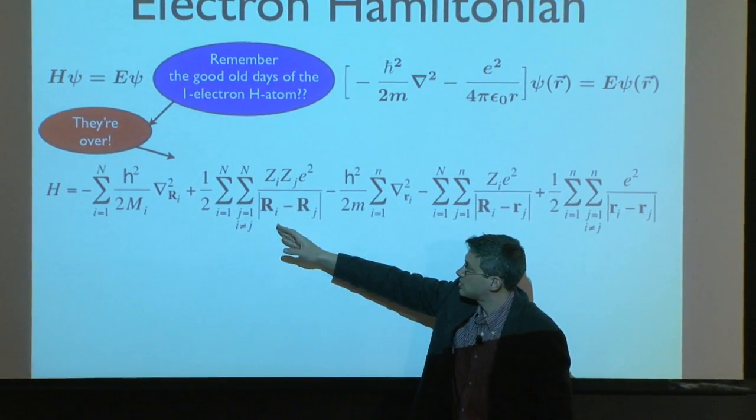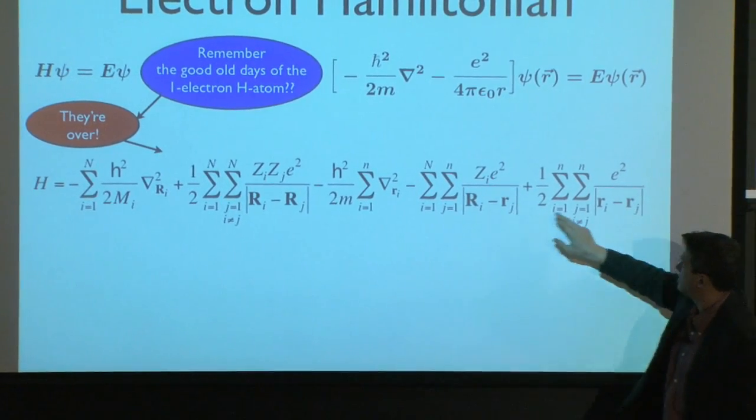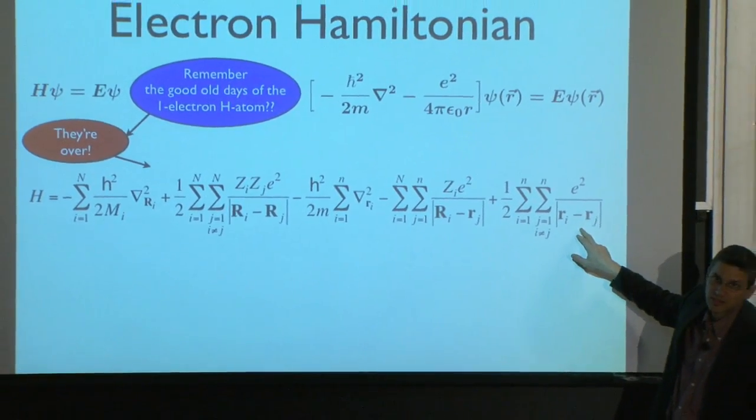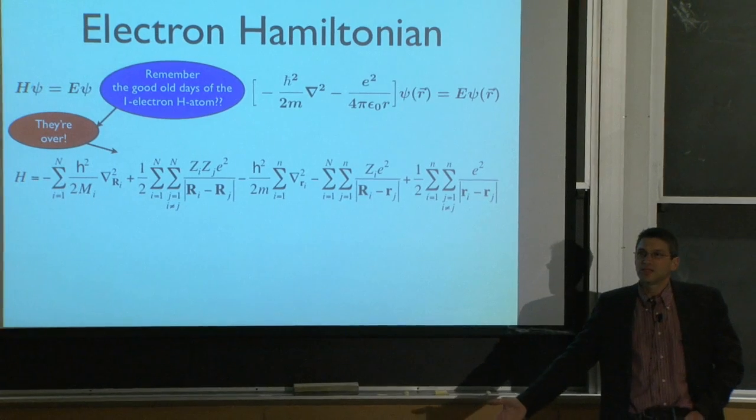These are sums over all of the ions, sums over all the electron-ion interactions, and sums over all the electron-electron interactions. This is the killer right here. We make some approximations, and that's how we get there.